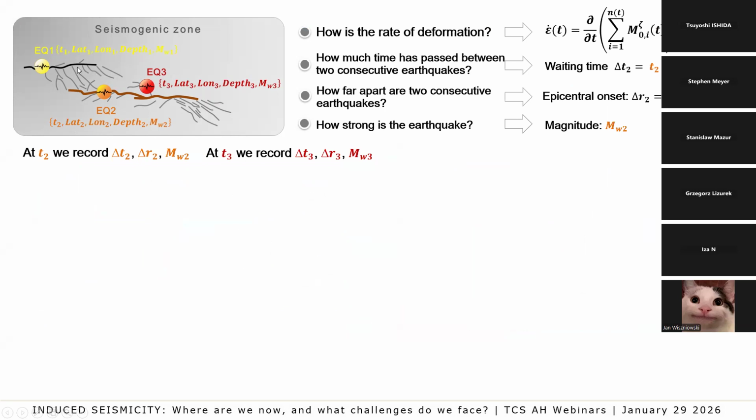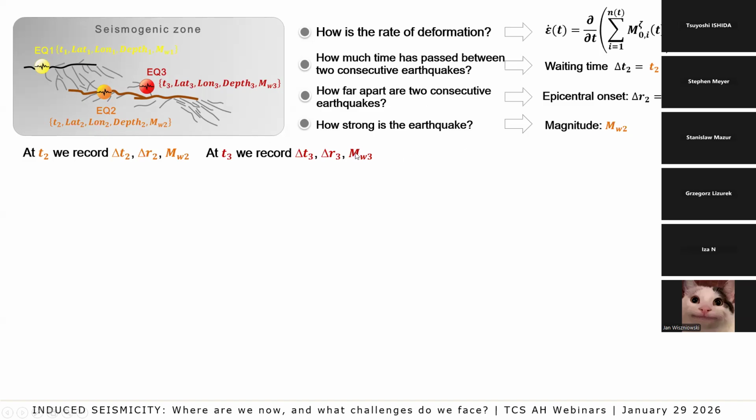Here in the left upper corner, you see 3 earthquakes, and they are described in the seismic catalog by time of occurrence, location and magnitude. And we would like to know the rate of deformation. Here we will use the seismic moment rate. We would like to know how much time passes between 2 consecutive earthquakes. So we define waiting time, the inter-event time between 2 consecutive earthquakes. We also would like to understand how far apart 2 consecutive earthquakes are. So for that, we define inter-event distance.